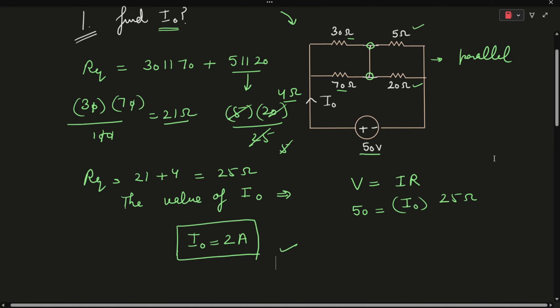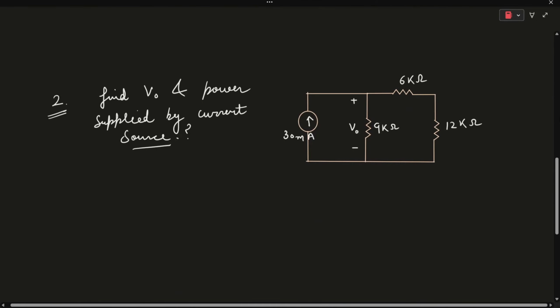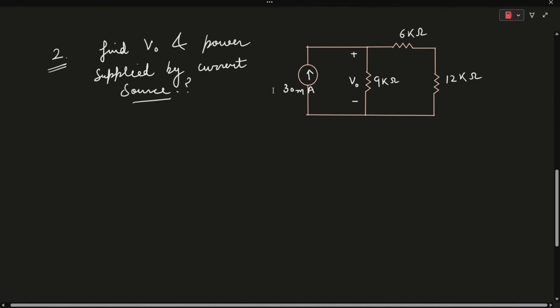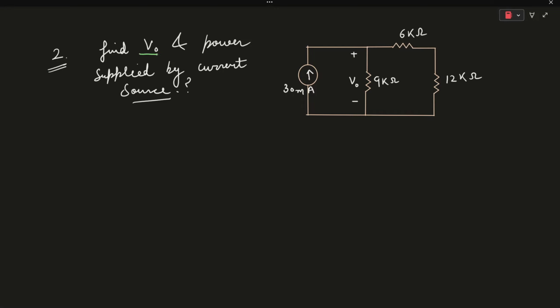Now let's start with the second problem. In this circuit, first we need to find the value of V naught, and also we need to find the power supplied by this current source. As you can see, the 6 kilo ohm resistor and 12 kilo ohm resistor are both connected in series, and their combination is connected in parallel with the 9 kilo ohm resistor.